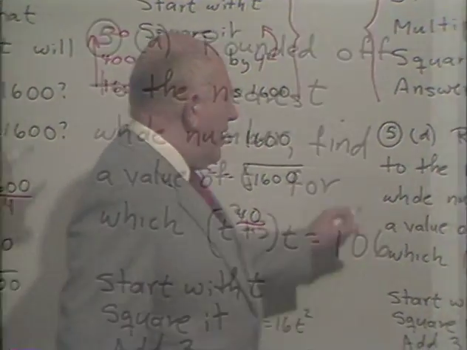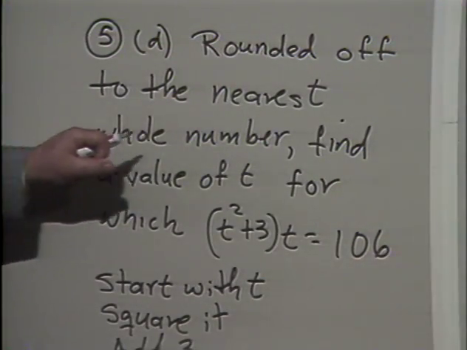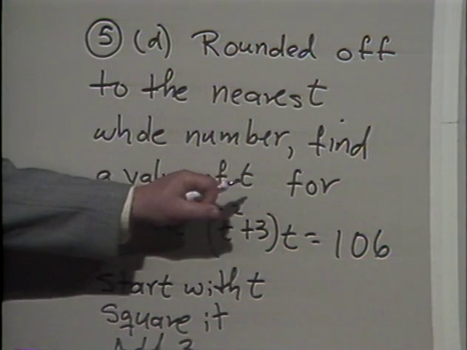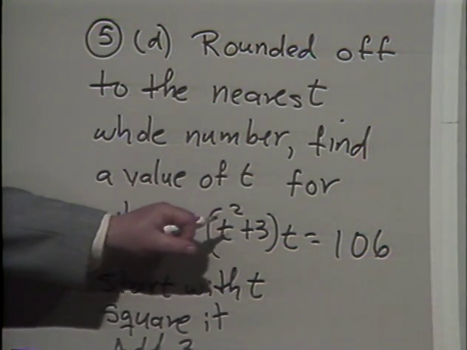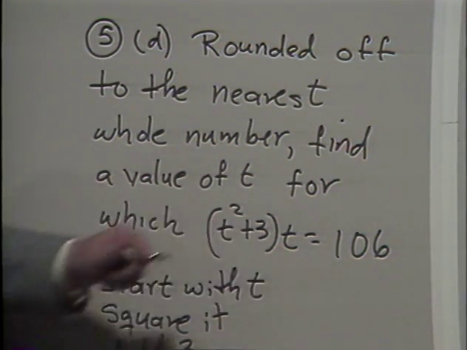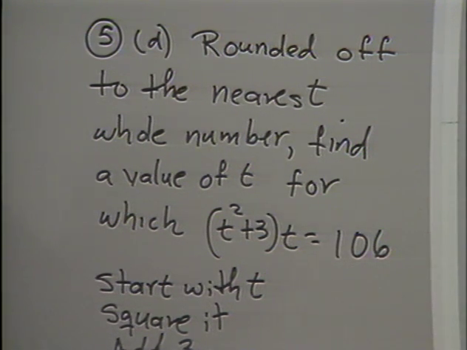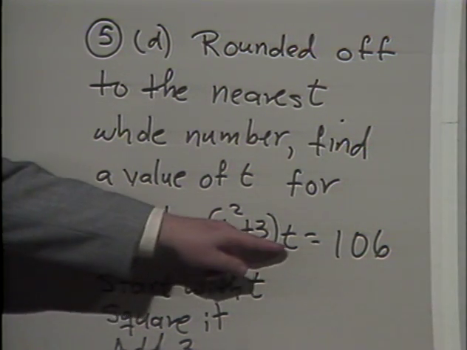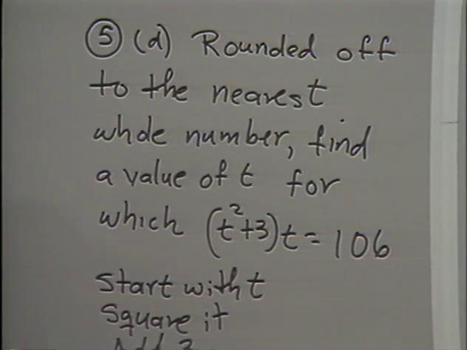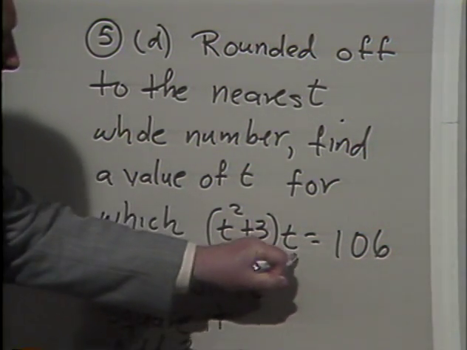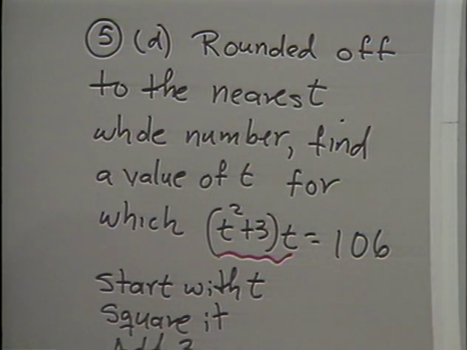See, part D says this: round it off to the nearest whole number. Find a value of t for which t squared plus 3 times t will be 106. See, what does this say? Let's put this in. Doesn't this start to look a little bit heavy now? In other words, if you're not used to algebra especially, doesn't this look kind of cumbersome? Remember what we do. We look for the variable, the letter.